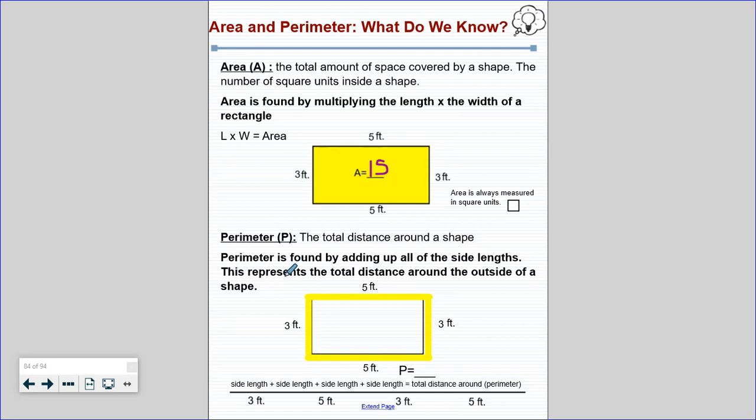So we find the perimeter by adding up all the side lengths, and that's the total distance around the outside of a shape. So down here it says side length plus side length plus side length plus side length equals the total distance around, which is the perimeter. So in this case, it would be 5 plus 3 plus 5 plus 3. And if you add those numbers all together, you will get 16. So the perimeter of this is 16 feet.